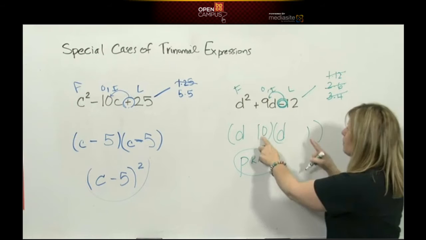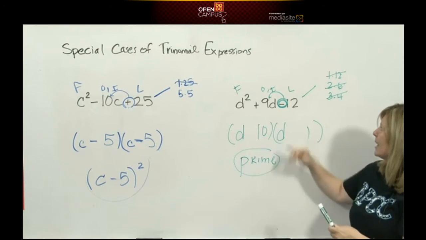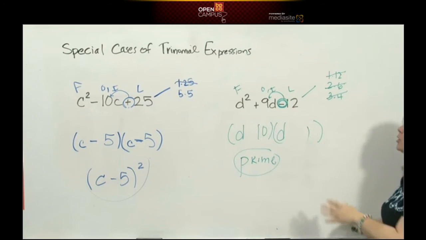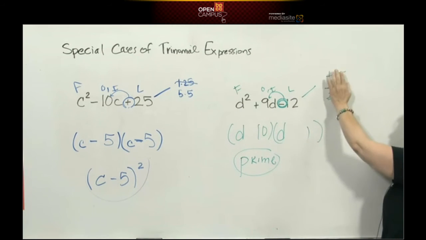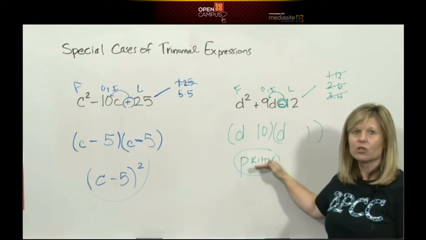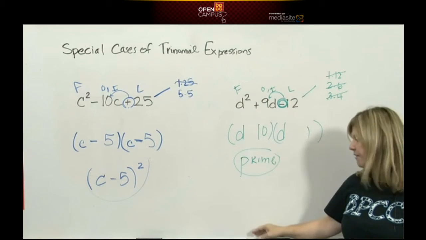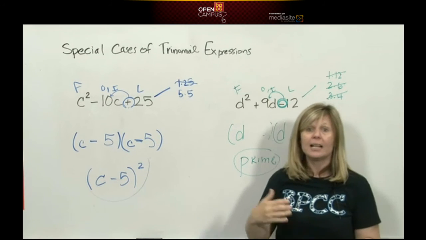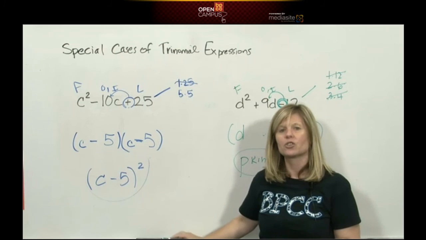Remember, this set of numbers is doing both jobs. It's multiplying to the last, and it's either adding or subtracting to the middle. So that's why if you write all your options here, if you go through all of them and none of them work, it tells you your trinomial's prime. It does not factor. Okay, and that's something you've got to get used to understanding. Not every algebra expression is going to factor.